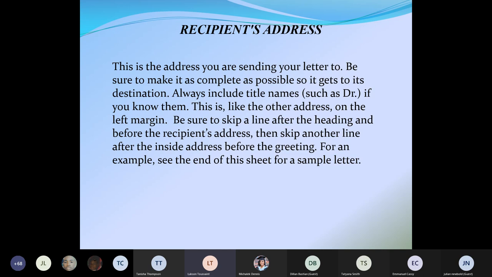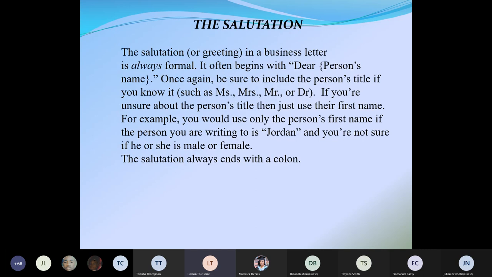You have to be specific. So you always want to include title names such as Doctor, if you know them. This is like the address, and it's usually on the left hand margin. It would be good to skip a line after the sender's address. Then at the end of the day, you want to skip a line and then have the greeting after that. Then we have the salutation.